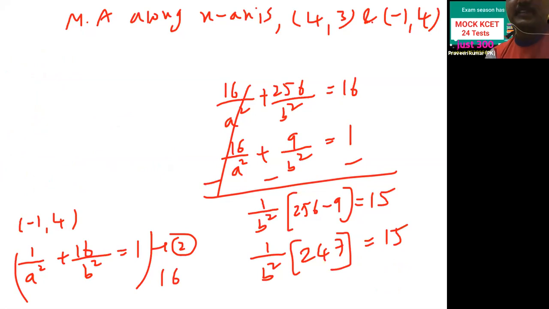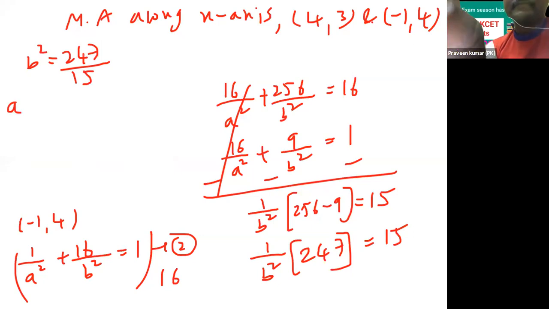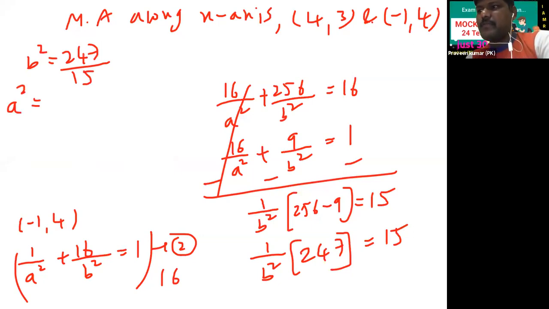So b square is equal to 247 by 15. We want a square. 1 by a square plus 16 by b square equal to 1. If you substitute, what will you get?